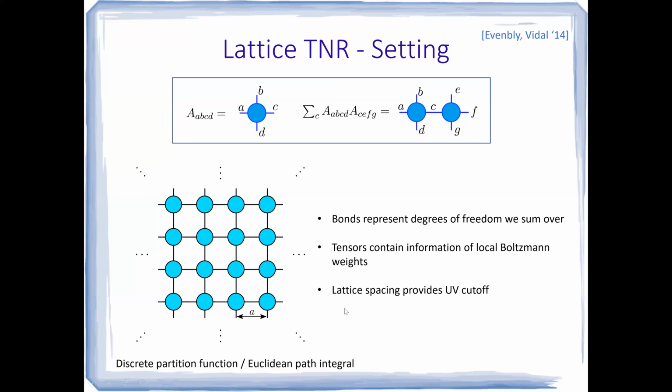So we notice that this system in particular, because it's on the lattice, has a UV cutoff. There's a lattice spacing a that provides an effective shortest length scale, or highest energy, in our system. Okay, so this is the setting. This is the kind of object that we want to operate on with the algorithm of tensor network renormalization.